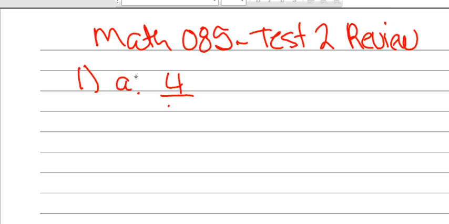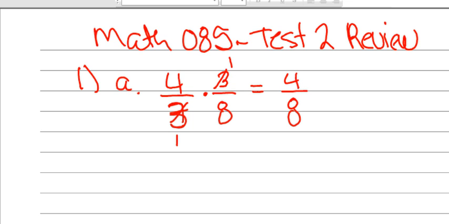So I'm multiplying two fractions. Can I cancel anything out? I can cancel the 3's out. 3 goes into 3 once, 3 goes into 3 once. I'm going to multiply straight across and get 4 over 8.